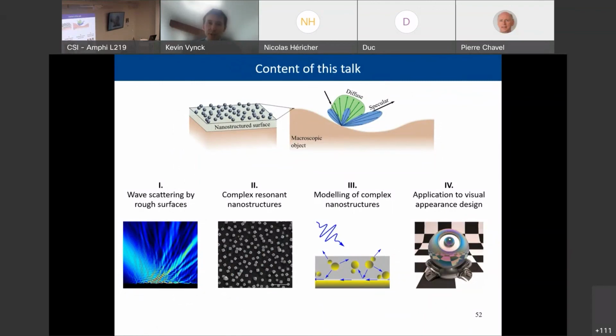Again, you have different degrees of freedom that you can exploit. You can engineer the shape and the size of the particles or the material of the particles themselves. You can engineer the layered medium in which the particles are placed, and you can also exploit structural correlations in the position of the particles to control the directivity and the spectrum of the reflected light.